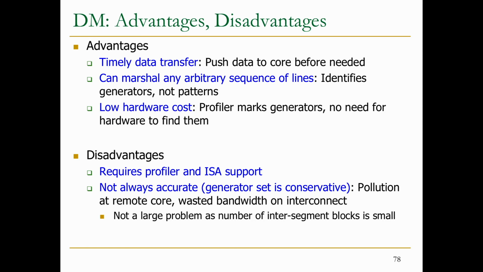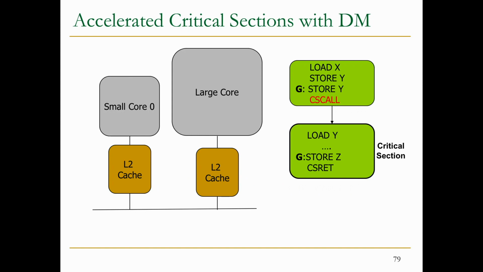Okay, but it turns out this is not a large problem because the number of inter-segment blocks is actually small in the end. They're on the critical path, but they're small. Okay, so it has very similar issues. Basically, if you're not accurate, this is an inaccurate prefetch in the end. You generate the prefetch in a different way, but it causes pollution at the remote core. It causes wasted bandwidth on the interconnect. So it is all the downsides of inaccurate prefetches. And the accurate and timely prefetches have all the upsides of accurate and timely prefetches. Clear? Any questions?